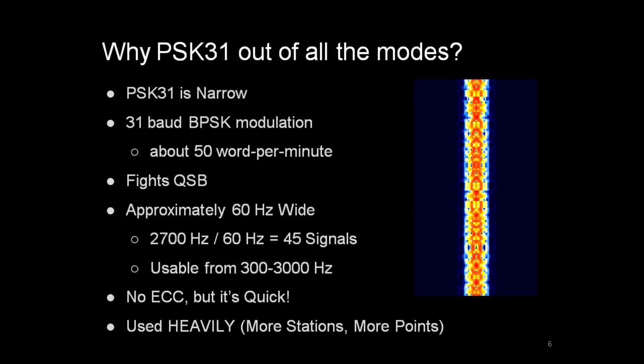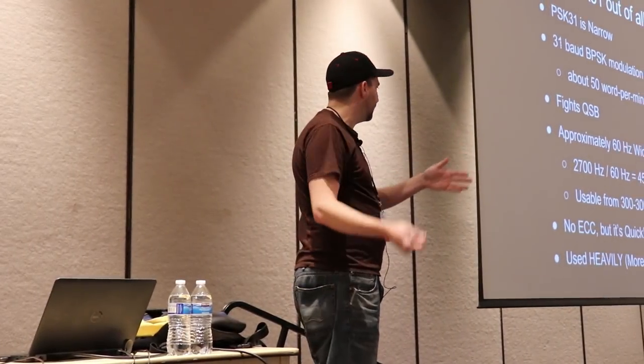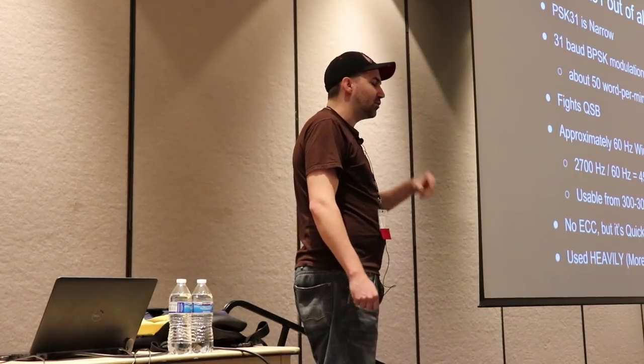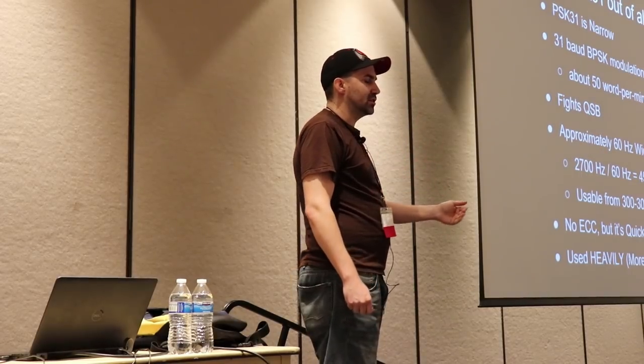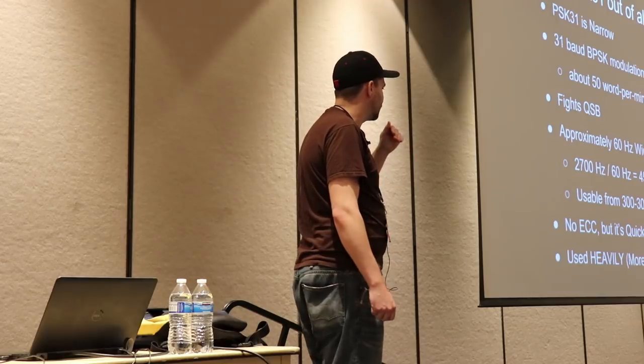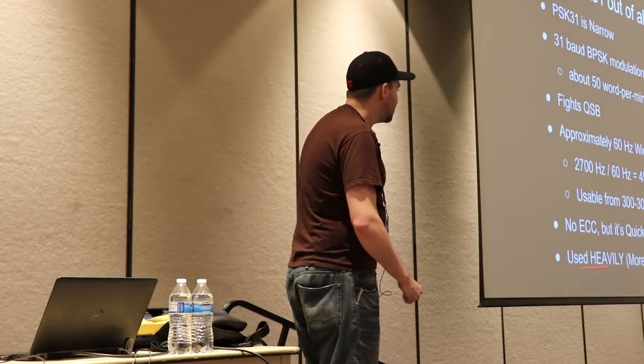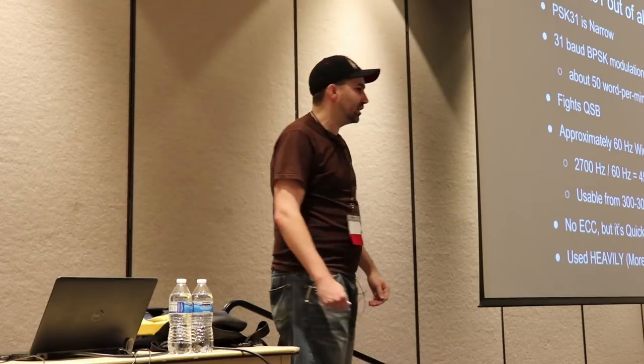It's 31 baud. It can do about 50 words per minute. It helps fight QSB. I'm just going to generalize here, it doesn't have error correction, but it is quick. So sometimes you're going along, it's wonderful, and all of a sudden it drops out, and then it comes back and you can start reading it again. But it allows you to very quickly ask for that section or ask for their class again.